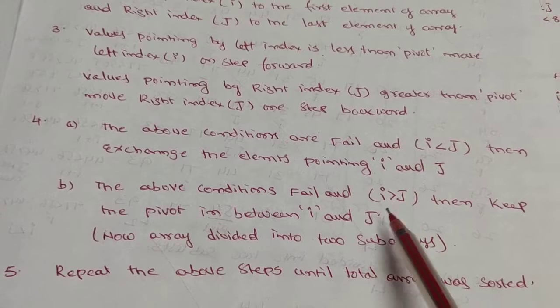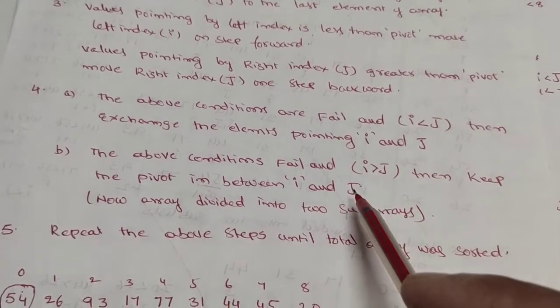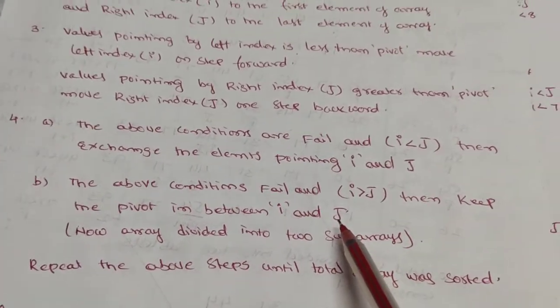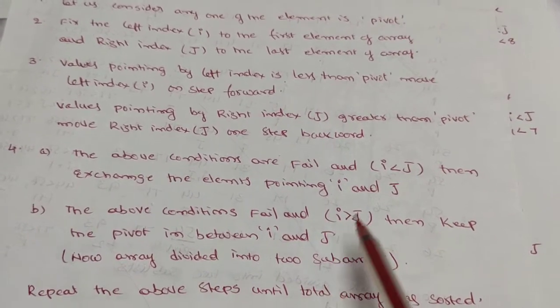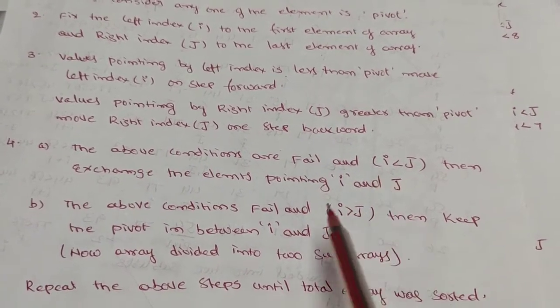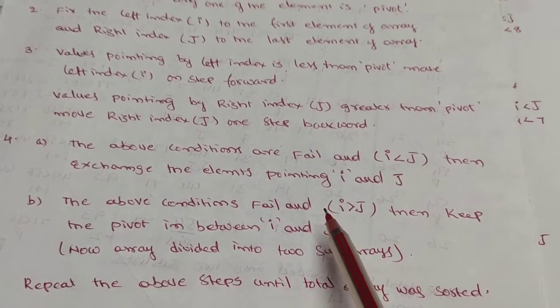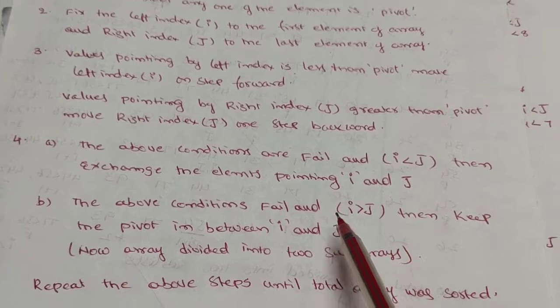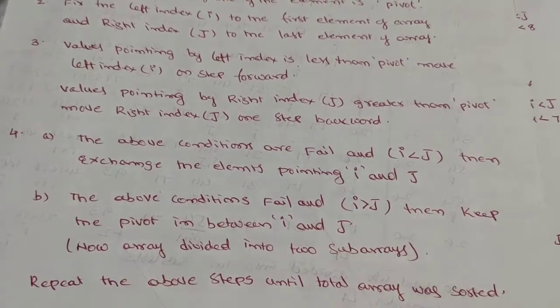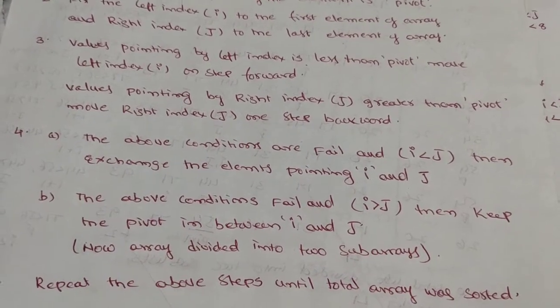By doing this, the entire list is divided into two subparts. All the elements to the left of the pivot element are less than the value of the pivot element, and all the elements to the right of the pivot element are greater than the value of the pivot element.